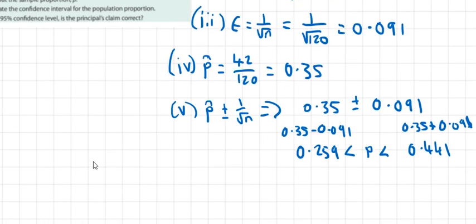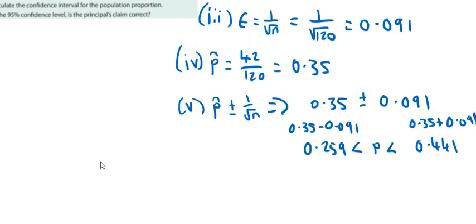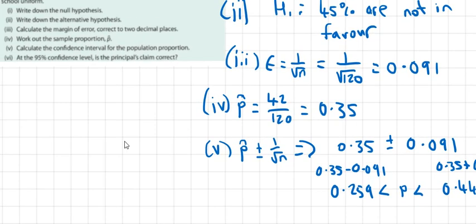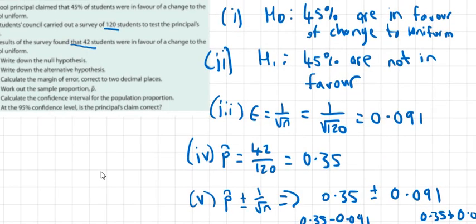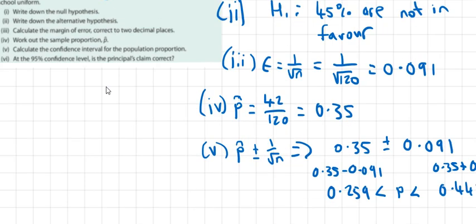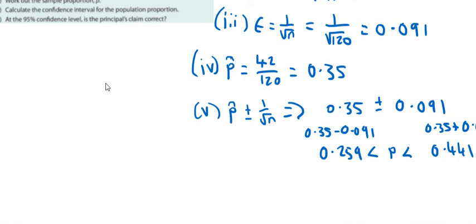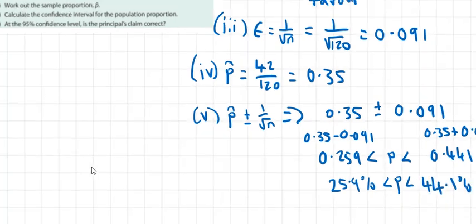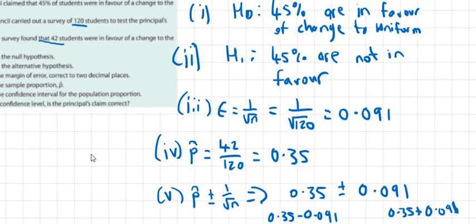So what we found out is that at the 95% confidence interval, between 0.259 and 0.441 of students want a change to uniform. If we convert that into percentages, it's 25.9% and 44.1%.